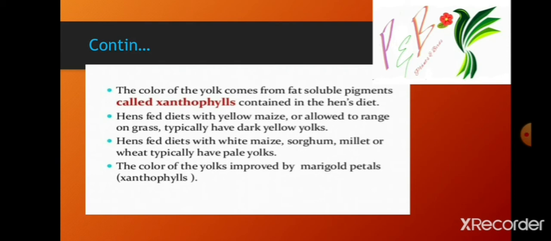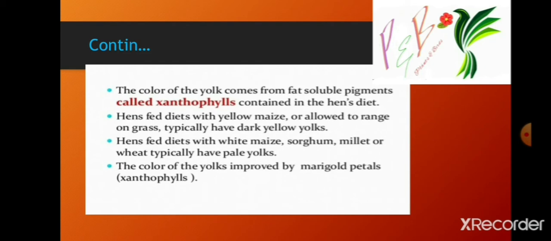The color of the yolk comes from a fat soluble pigment called xanthophyll contained in the hen's diet. This is the main reason why broiler eggs have a somewhat light yellow color, while backyard hens' eggs have a dark color, due to the presence of the fat soluble pigment xanthophyll. The concentration of xanthophyll leads to coloration of the yolk. Hens fed diets with yellow maize or allowed to range on grass typically have dark yellow yolks. Hens fed diets with white maize, sorghum, millet and wheat typically have pale yolks.